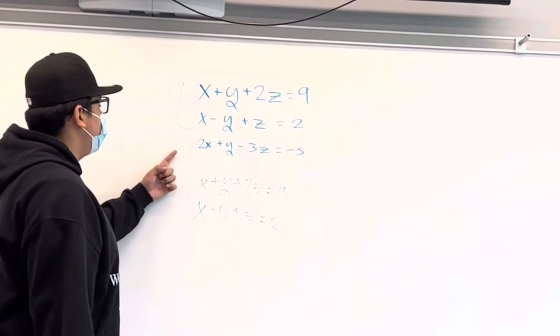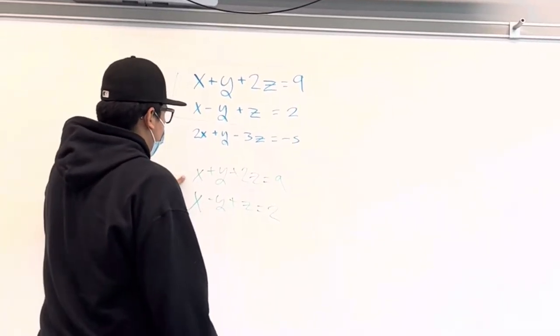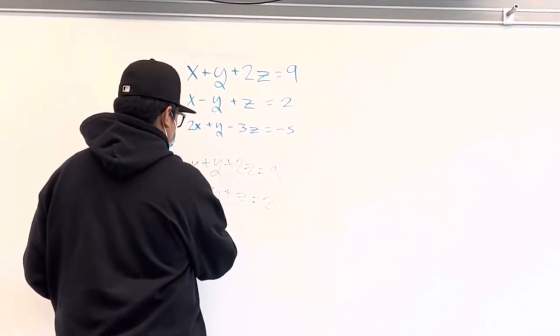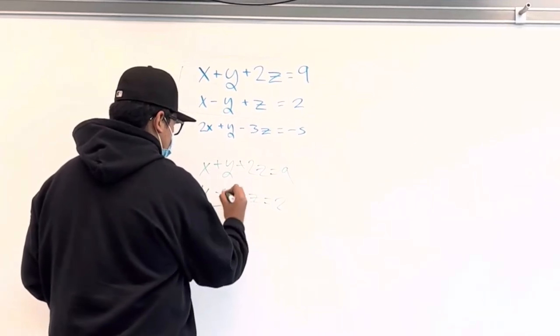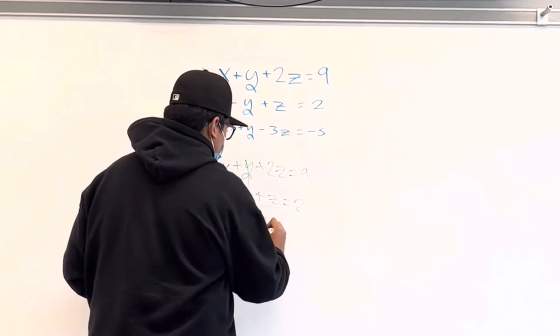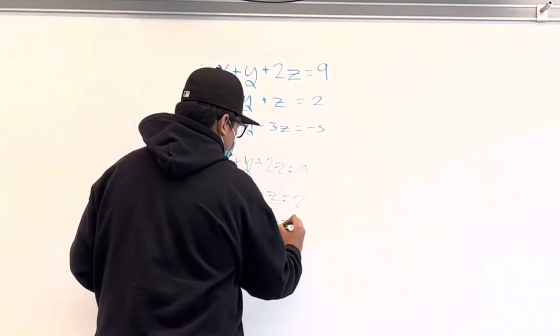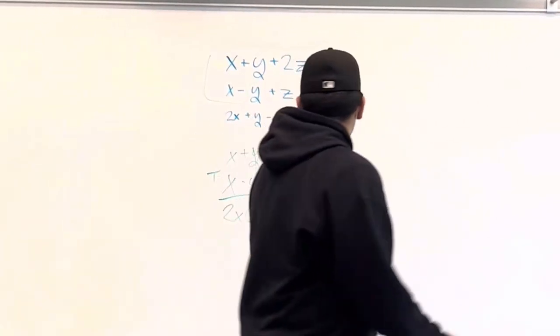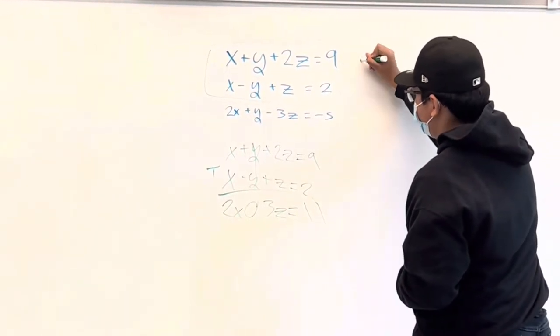My name is Gio, this is my equation. First we're going to use these two columns. I just brought them back down here. Then we're going to add them. So this is 2x, that's just going to cancel each other out. That's 0, and that's 3z, which is equal to 0. Then we're just going to keep that equation over here for now.